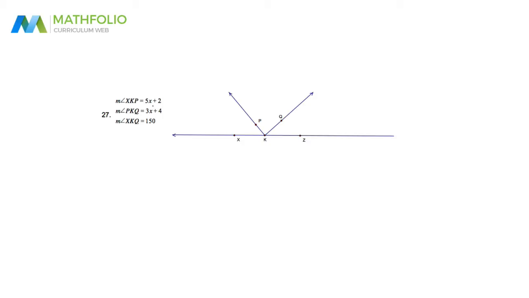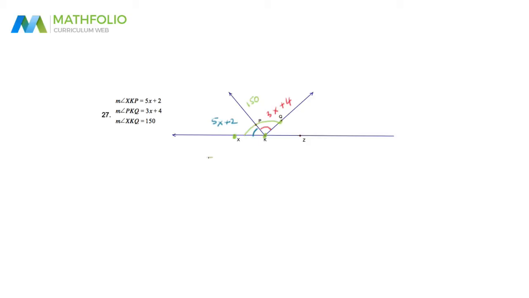Okay, next, measurement of XKP. So XKP is right here. We know that's 5x plus 2. Okay, next piece is PKQ, P to K to Q, which is right here. That's 3x plus 4, and then XKQ. So let's take a look at that one. X is right here to K to Q, so that's both of these, so it looks like that's the sum of these two angles, and that's 150.